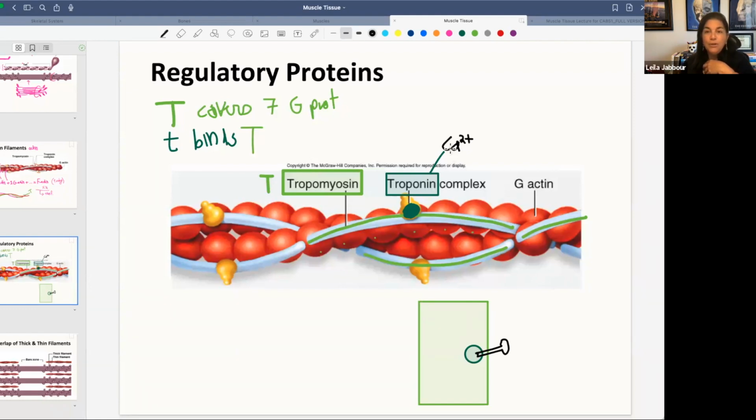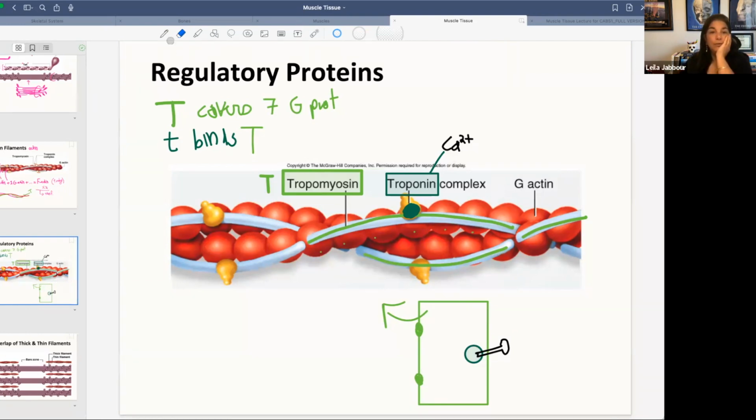The whole complex, troponin, tropomyosin, is going to swivel out of the way. So here are the hinges, and when calcium binds on troponin, you have the entire door that swivels open. Maybe I should have done it this way. There we go. Perfect. So calcium binds on troponin, and the tropomyosin-troponin complex swivels out of the way.